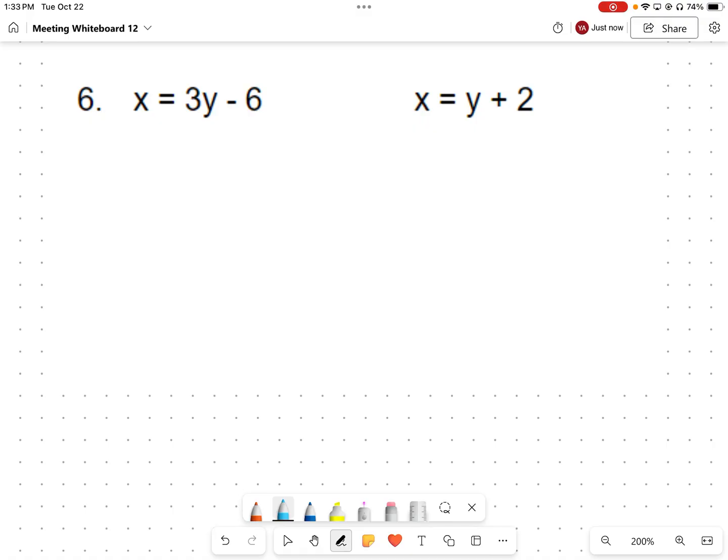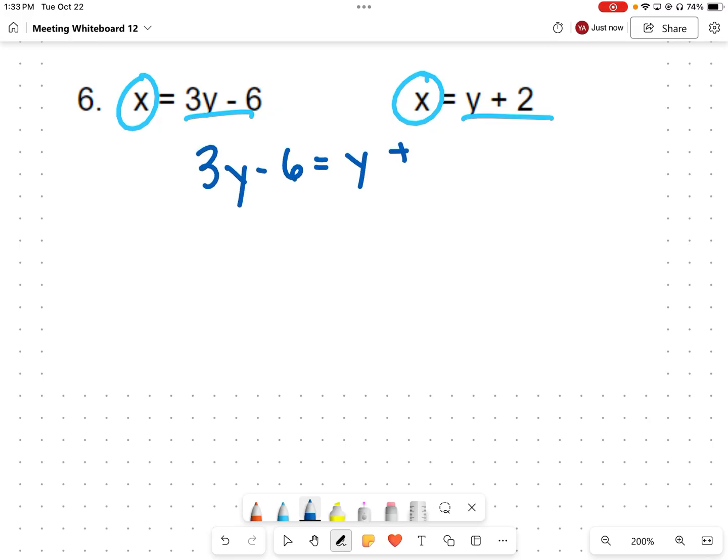Okay, what are they both solved for right now? For x. So since they're both solved for x, then they are equal to each other. So set them equal, yeah. 3y minus 6 equals y plus 2. If they're both solved for x or both solved for y, then you set them equal to each other. And solve. Go ahead and do this one.